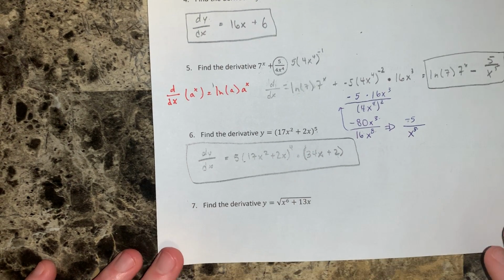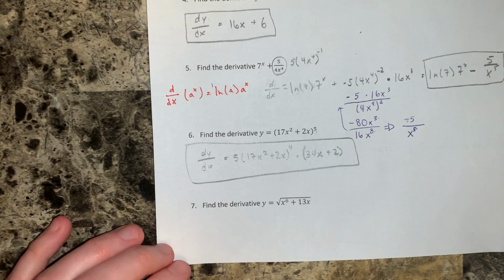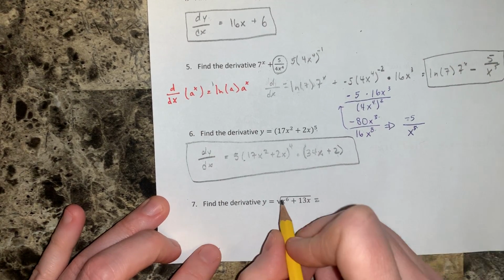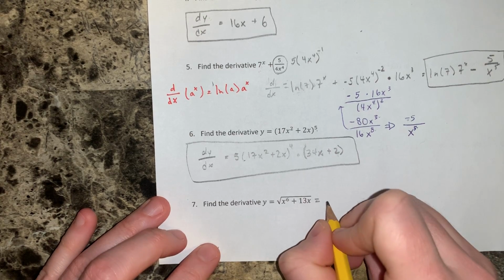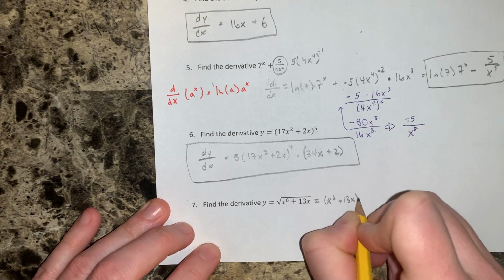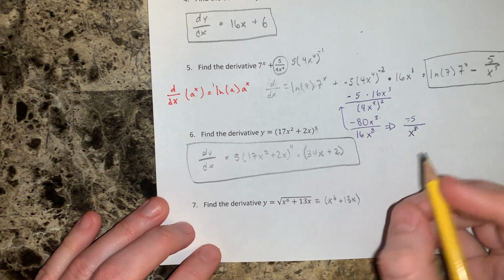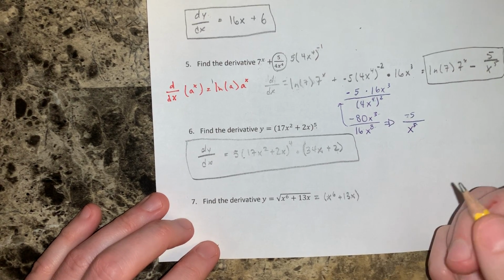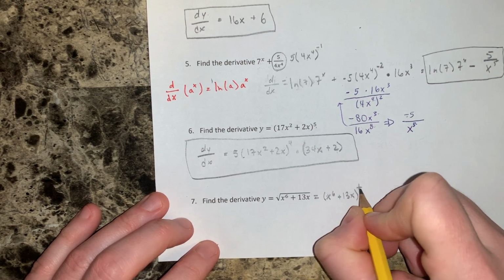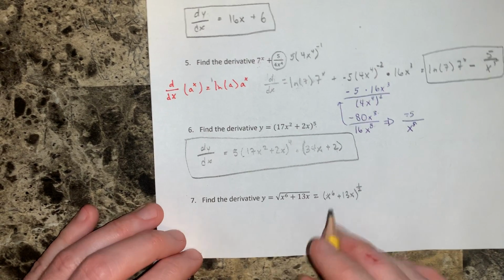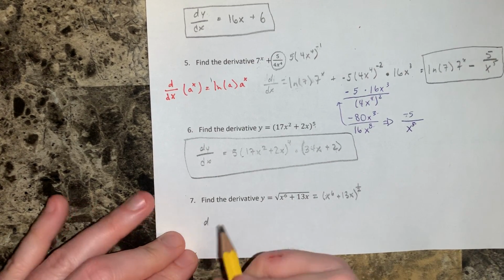Okay. And so for number 7, I recommend changing it so that this root is actually an exponent. So I have x to the 6 plus 13x. And when I'm putting it to an exponent, when there's no power here, that means it's just the square root, which is 2. So this is just going to be 1/2. Fractional exponent, root, okay?